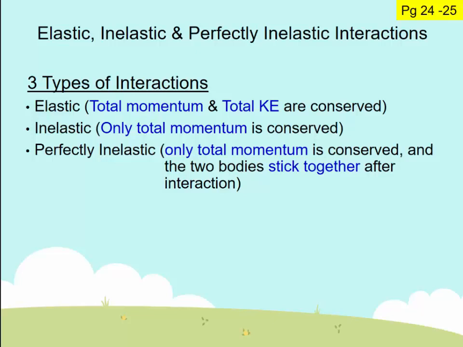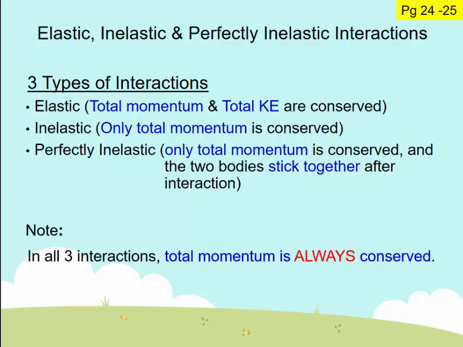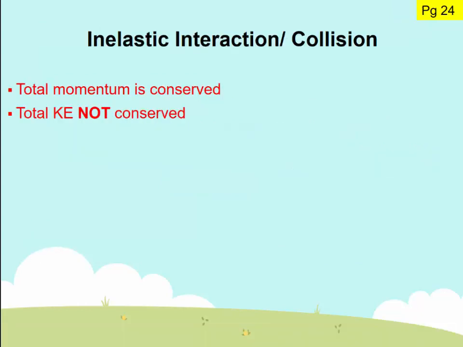There are three types of interaction: elastic, inelastic, and perfectly inelastic. We'll elaborate more later on. At this moment, it is important to remember total momentum is always conserved for all these types of interaction. Now, let's begin with inelastic collision.